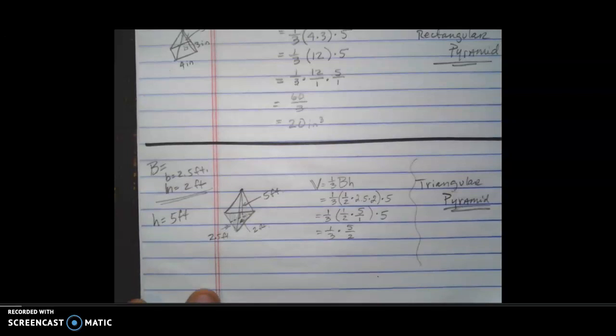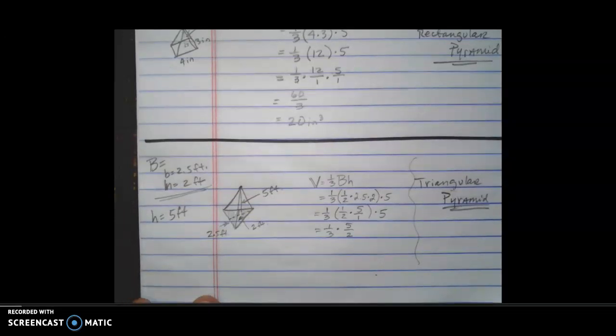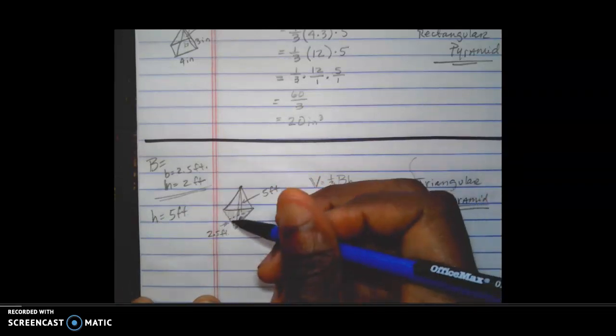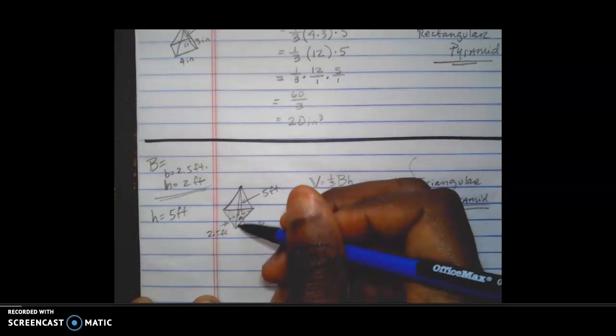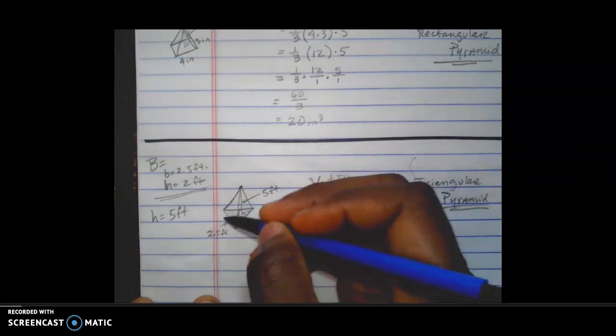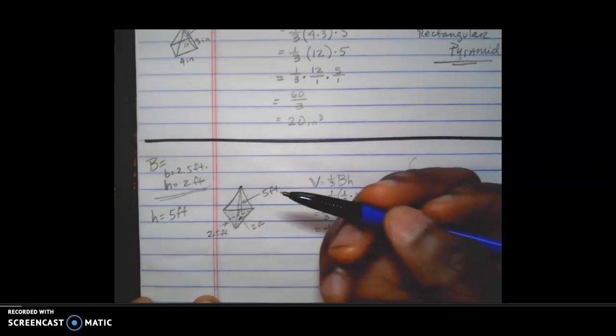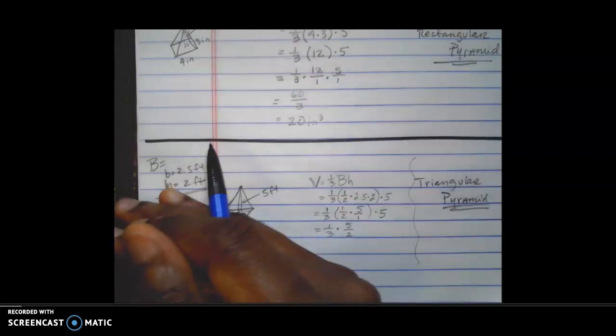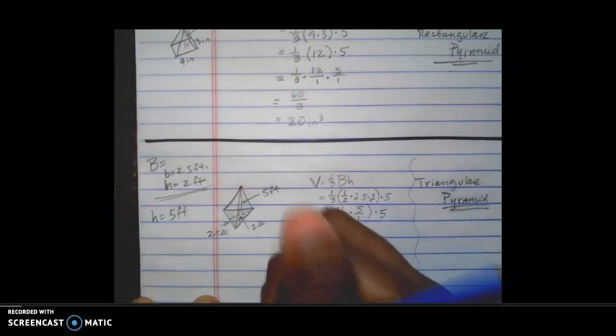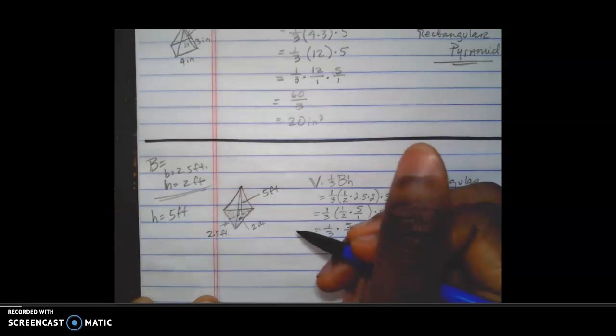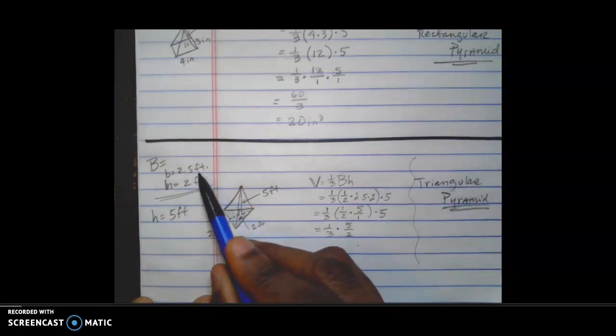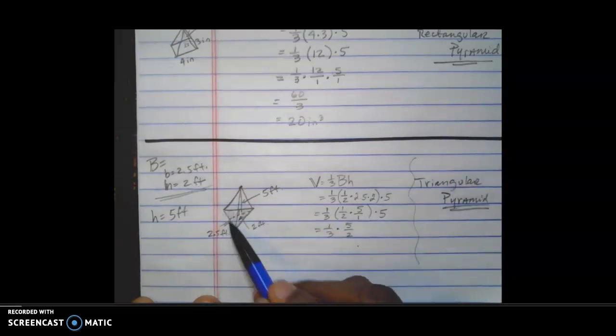All right, so I've taken the liberty of putting down all of my dimensions for the pyramid. We have our base, which I've shaded in here, the base of that triangle. Remember, we have to be able to distinguish between a 2D shape and a 3D shape. The pyramid is your 3D shape. The base is your 2D shape. That's 2.5 feet and 2 feet for the base of my triangle.